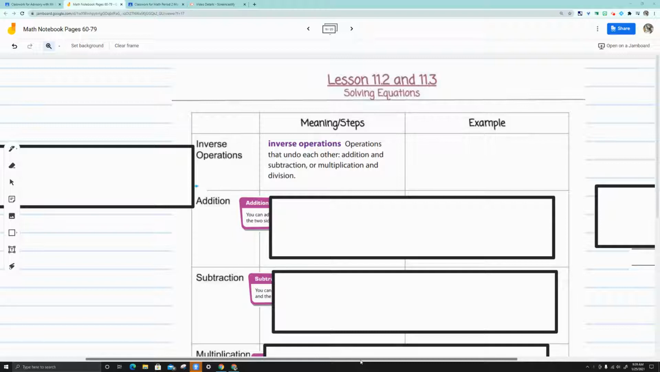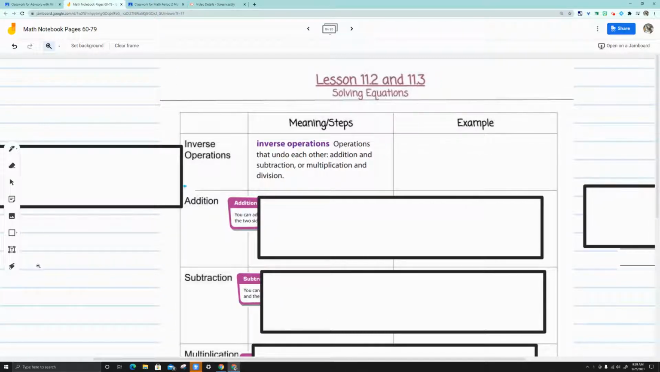Beginning of our page here on page 77, we have the definition for our first words, inverse operations. Now, inverse operations, according to our book, are operations that undo each other. For example, addition undoes subtraction, and subtraction undoes addition. Likewise, multiplication is the inverse of division. Multiplication undoes division, and division undoes multiplication.